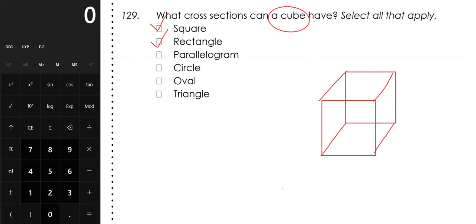Okay, next one, a parallelogram. No, a parallelogram will not be formed because there's all straight edges here. So no parallelogram. Next one, nope, no circles are going to be formed with a cube. Next one, an oval. Nope, nothing circular. And lastly, a triangle. The answer is yes. If I took my plane and I kind of cut off just a little corner here, you're going to form a little triangle when you take a look at it. Yes, you will get a triangle. So 3 choices: square, rectangle, and triangle. Let's keep going.